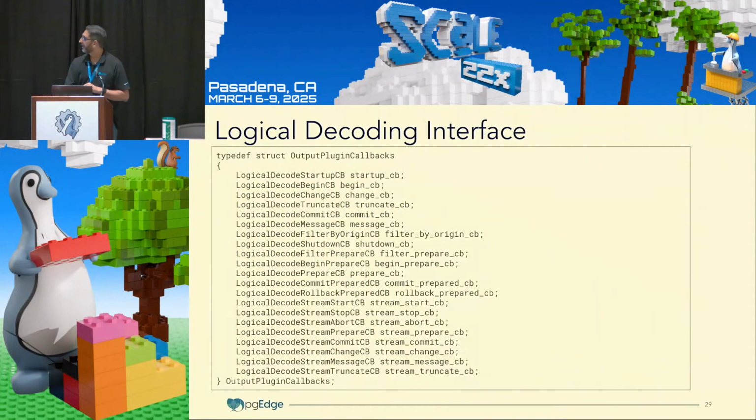Logical decoding provides an API interface, which looks something like this, and as you can see, there are a lot of functions. The functions essentially handle your prepared transactions, your streaming transactions, your begin transactions, your row filters for origin, etc. So I'm not going to go into more detail on this.